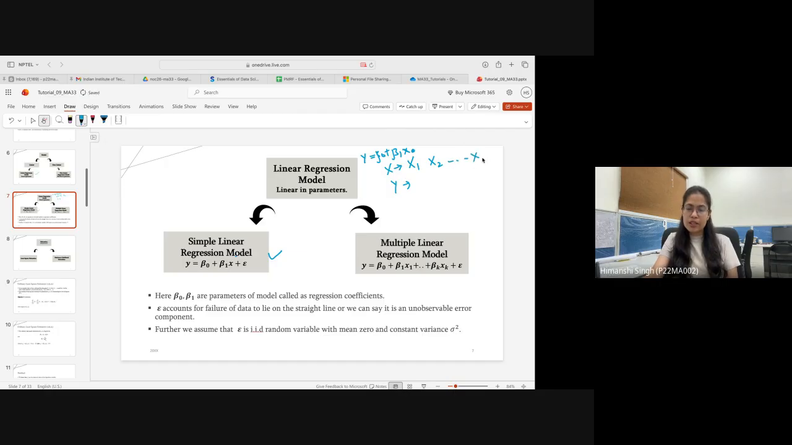I will collect, for example, n data points, x1, x2, up to xn. For y also I collect data, y1, y2 and so on, corresponding to these x values. For this temperature, what is the consumption? For this temperature, what is the consumption? If I collect this data, then the pictorial view is like this: here it is x, here it is y.